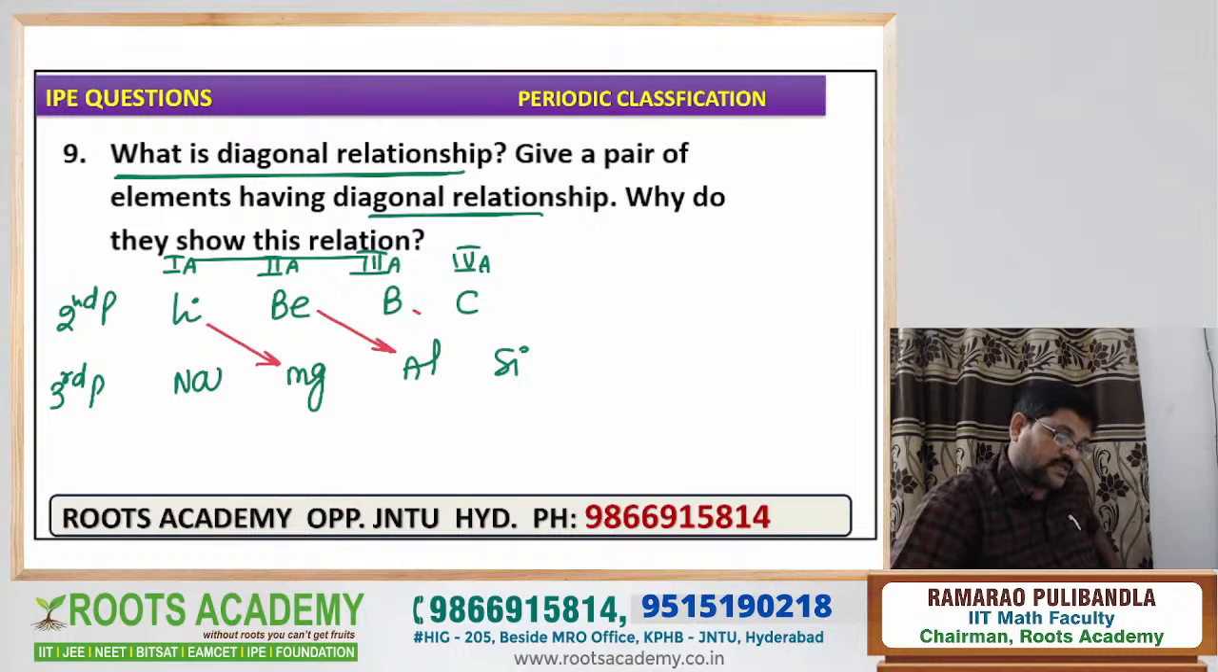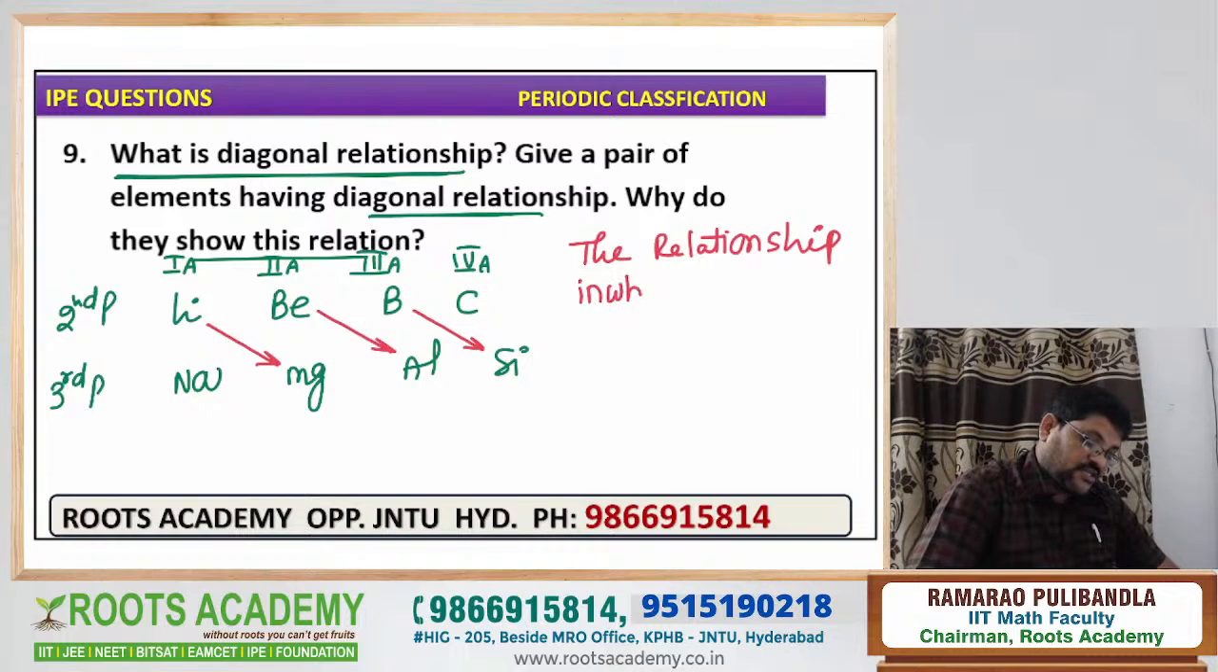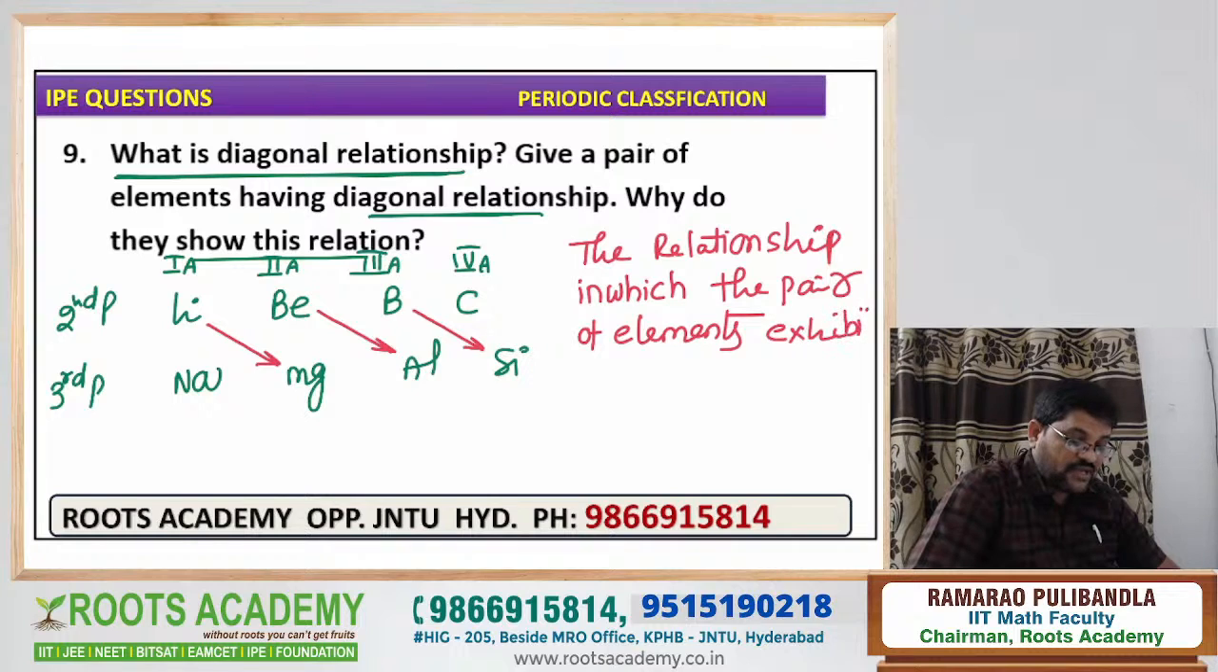Boron can show similar properties with respect to what? Silicon. That is the meaning of diagonal relationship. The statement is very important: the relationship in which the pair of elements exhibit similar physical and chemical properties. The pair of elements which exhibit similar properties.